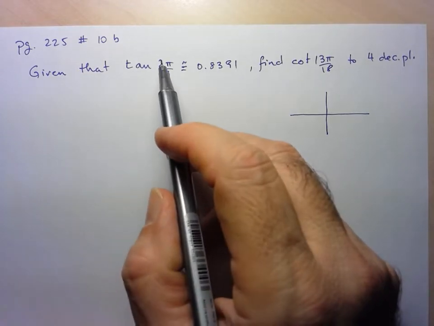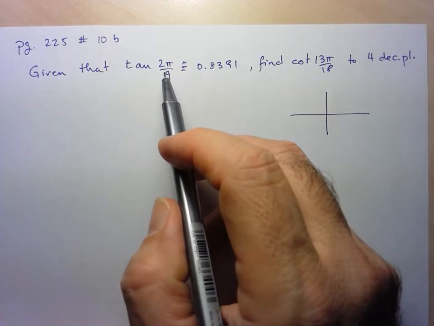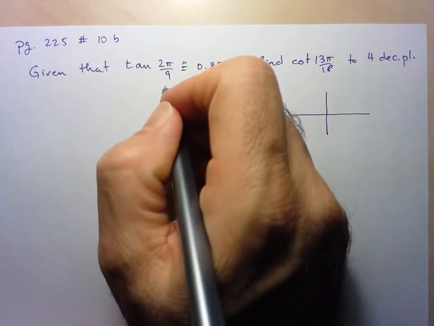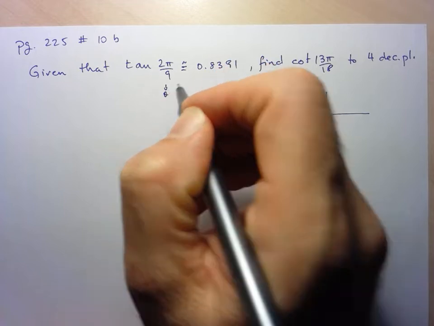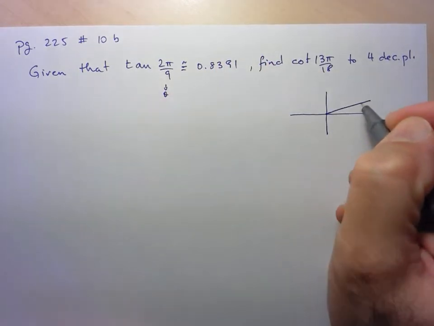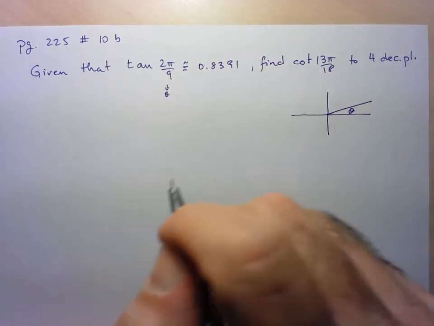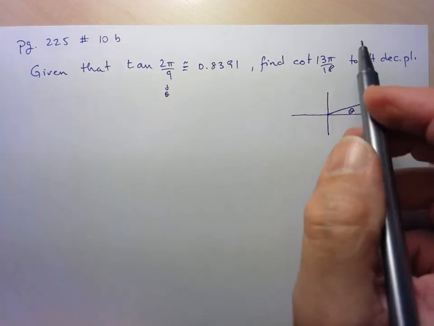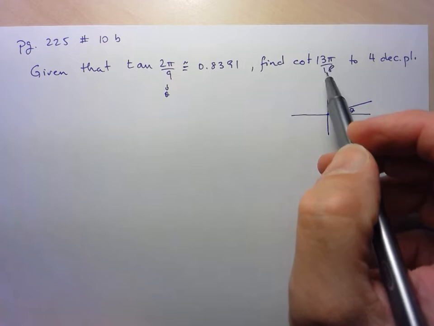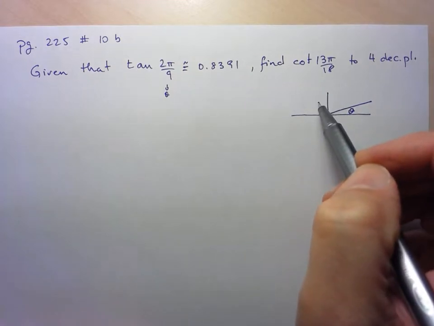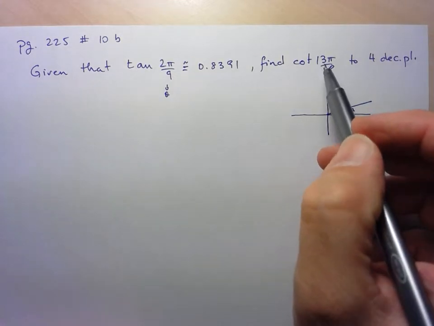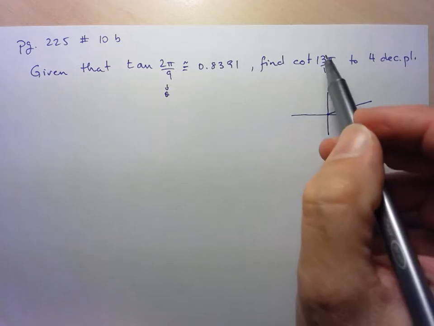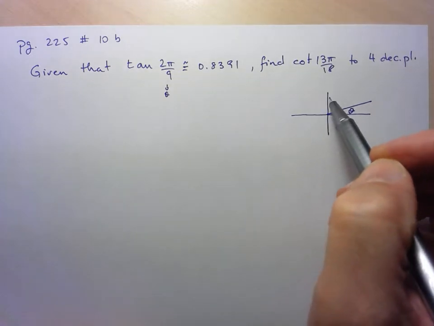First thing I notice is that 2 pi over 9 is in the first quadrant, so we'll make that equal to my theta in the first quadrant. And let's see where 13 pi over 18 lives. Well, it's bigger than 9 pi over 18, so it's bigger than pi over 2, but it's less than 1, so it's less than pi. So this has to live in the second quadrant.